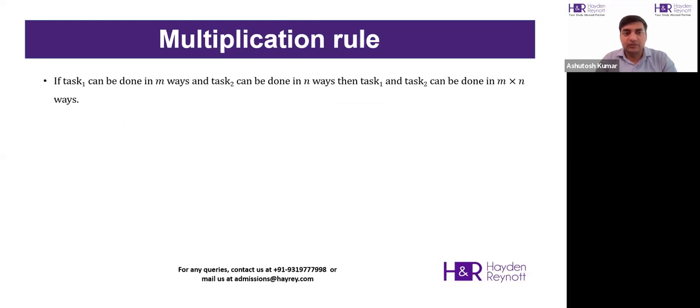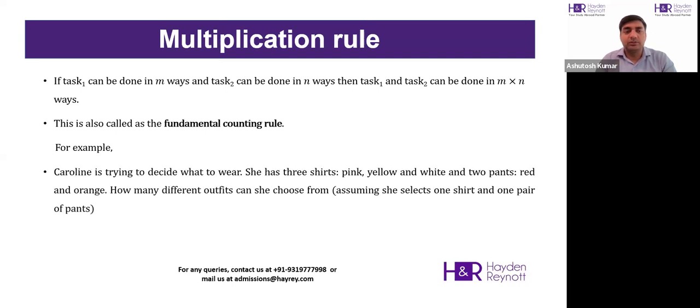Firstly, the multiplication rule. Let's say there are two tasks, task 1 and task 2, and task 1 can be done in m ways while task 2 can be done in n ways. If the question is asking in how many ways you can complete task 1 and task 2, be it combination or permutation, arrangement or selection, the total number of ways in which we can complete task 1 and task 2 will be m into n. So it will be a kind of multiplication. This is also called the fundamental method of counting. When you have and, you multiply.